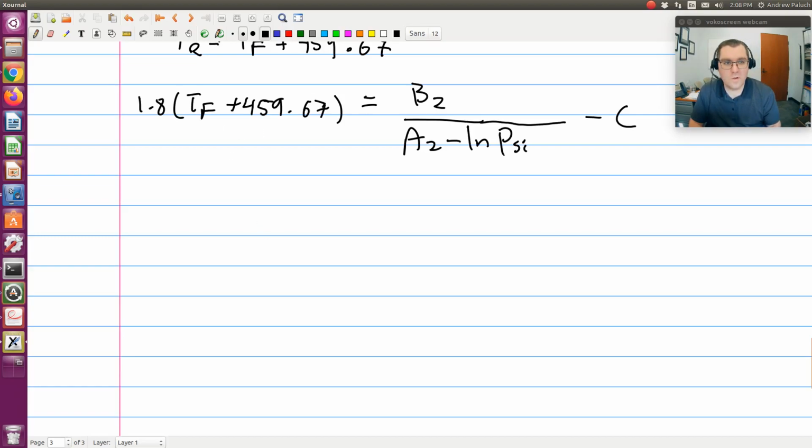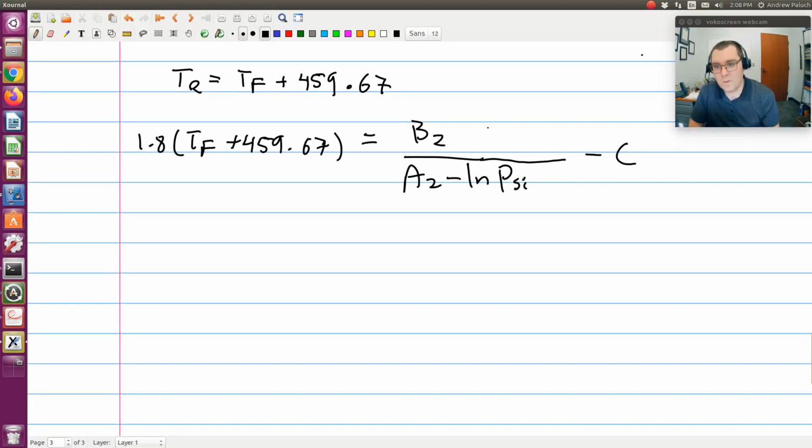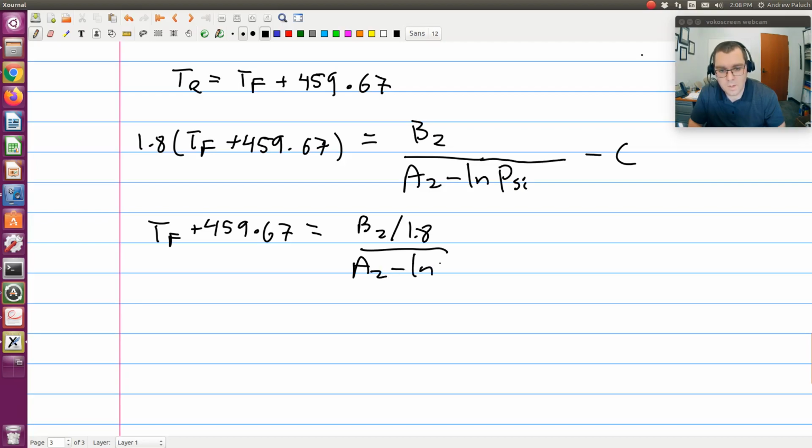For starters, I'll divide through by 1.8. That would give me TF plus 459.67 is equal to B2 divided by 1.8 divided by A2. Actually, no, I'm messing up my math a little bit, because it's just divide through by 1.8. It's just 1 over 1.8 times this quantity, so I could just leave it up top. So B2 divided by 1.8. I'll just keep the denominator as A2 minus log PSI. It's 1 over 1.8 times this quantity, and I'll group it up in the numerator because I know I'm going to group these and define new constants. So that'd be C divided by 1.8, and then I need to bring over the 459.67.